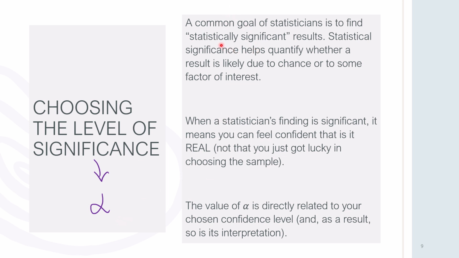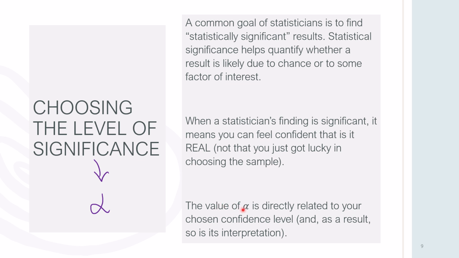All right, so what do we mean by statistically significant? This is a common goal of statisticians. We would like to find statistically significant results. That means that you are able to what we call reject the null hypothesis. This helps us quantify whether the result is due to chance or if you are actually finding out brand new information that hasn't been discovered before. Whenever your finding is significant, that means that you can feel confident that the result is real and not that you just got lucky and you got a good sample.